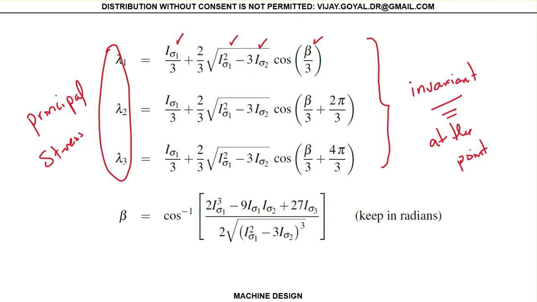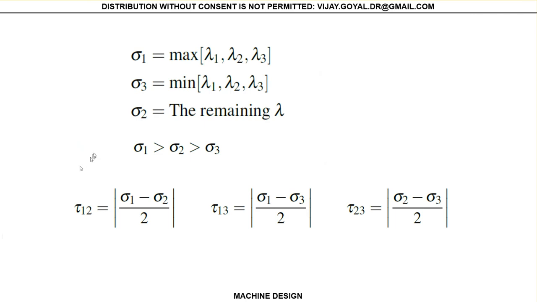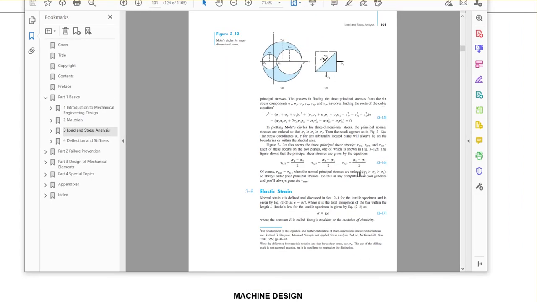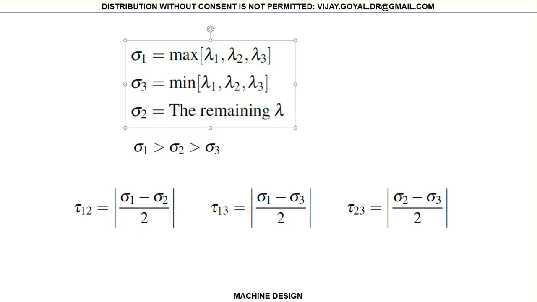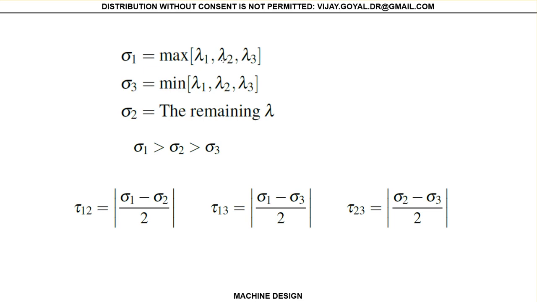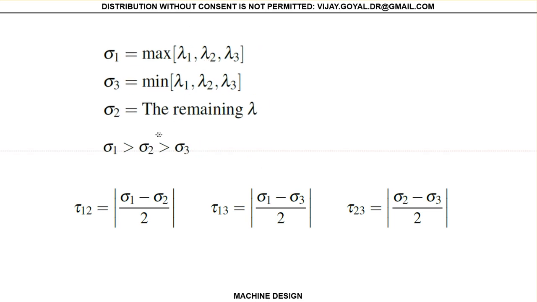Okay, so once we have that, we want everything in our normal sense. And this is from your textbook, right here. You want to order them sigma 1 bigger than sigma 2 bigger than sigma 3. So you always want the stresses like this. Once you find your principal stresses, you have to order them. You have to make sure that always sigma 1 is the maximum, sigma 3 is the smallest, and sigma 2 is whatever's left.